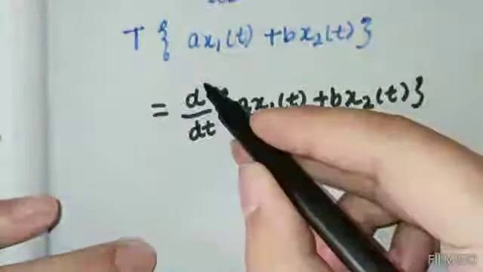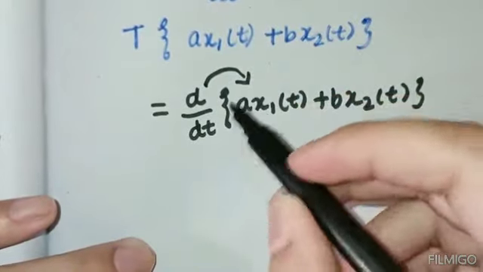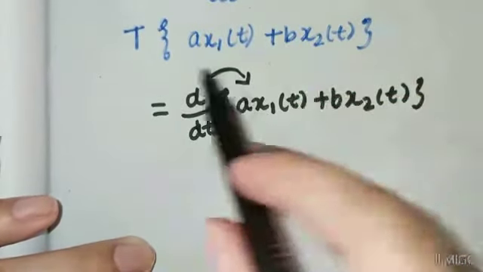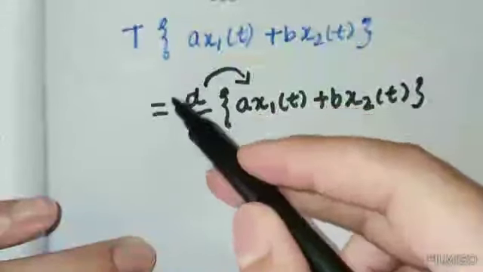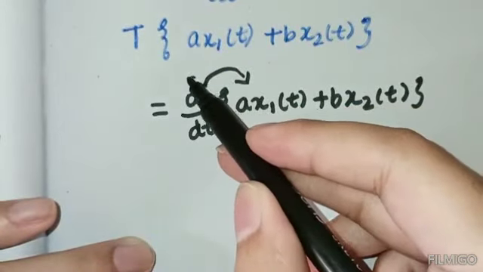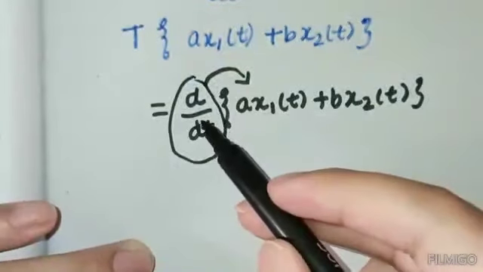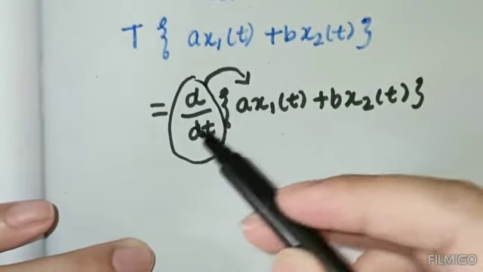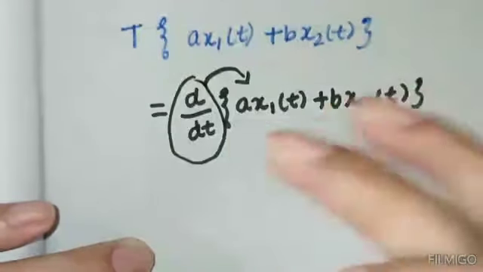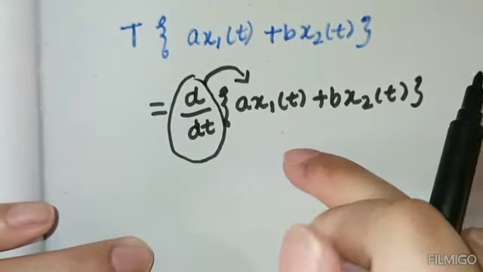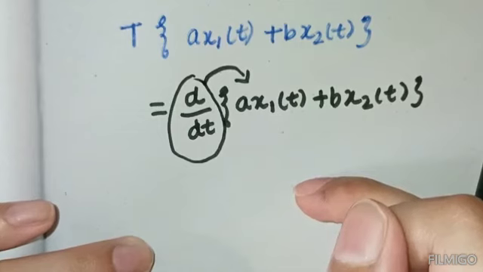I already told you, whatever is outside, here d by dt is outside for us now, if that gets multiplied to both a x1 of t as well as b x2 of t, fine. If it does not get multiplied, then I told you that it is a non-linear system.